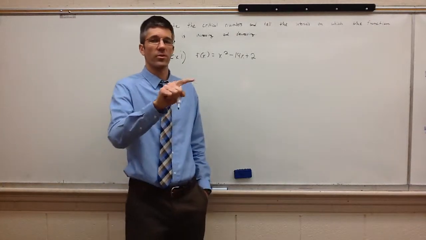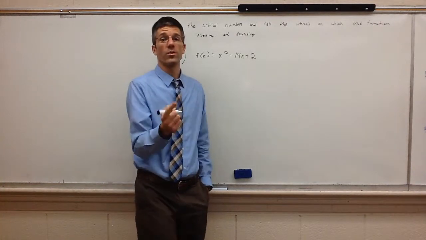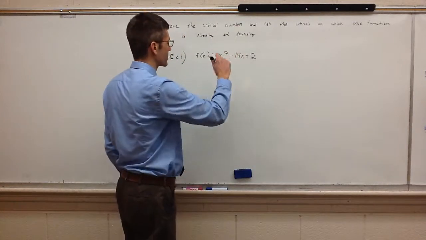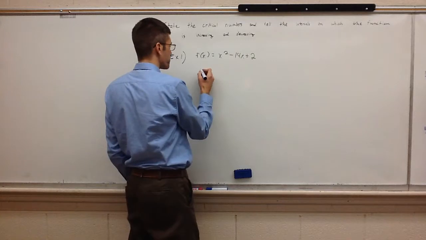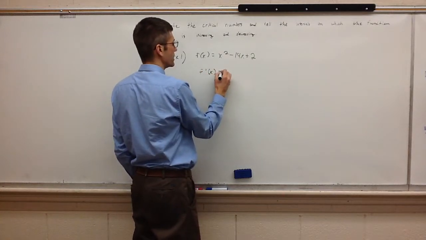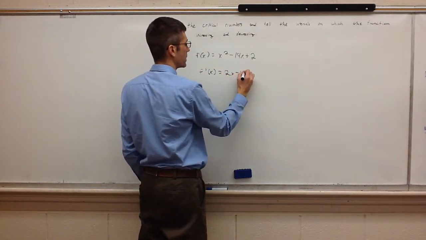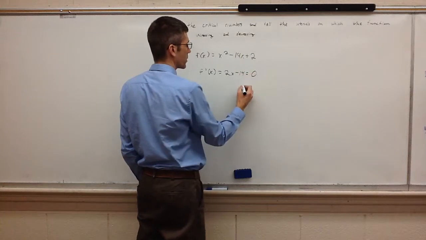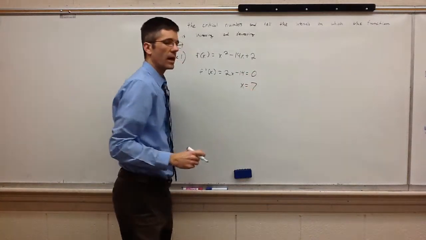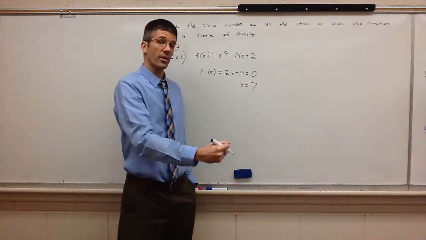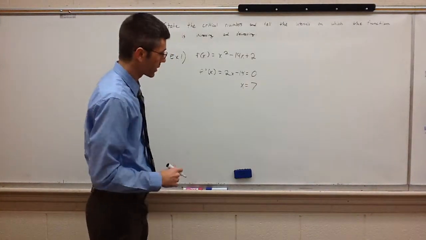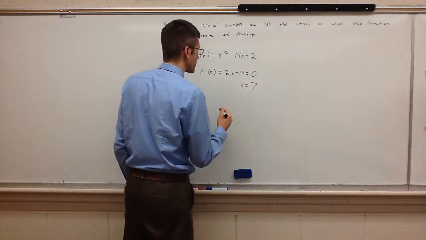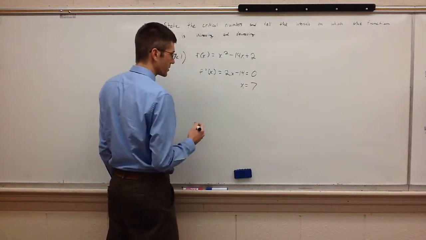Critical numbers occur where the derivative equals 0 or where the derivative doesn't exist, and this derivative exists everywhere. This is continuous, and it is differentiable everywhere. So f prime of x is equal to 2x minus 14, and that is equal to 0. X equals 7. 7 is the x value of the vertex. By the way, this is negative b over 2a. If you want to really go old school on it, it's just one of those cool things. So x is equal to 7.